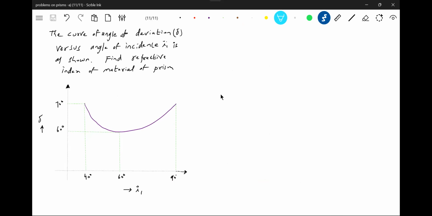One more very simple problem. The curve of angle of deviation versus angle of incidence I1 is as shown. Find the refractive index of the material of the prism. We know it will not be symmetric. You can see this difference in angles. It's asking to calculate the mu of the prism. We know the deviation formula.